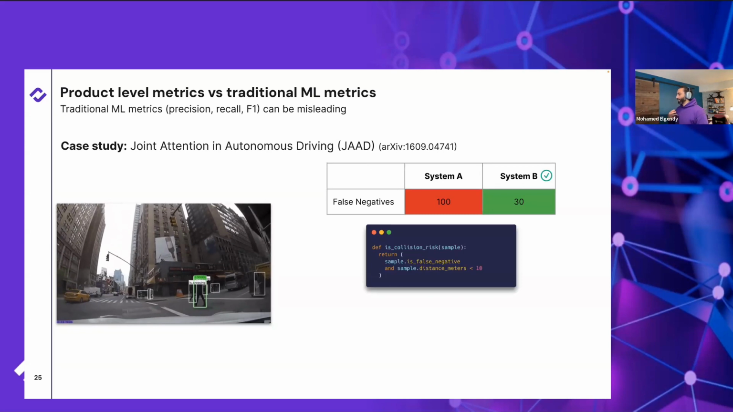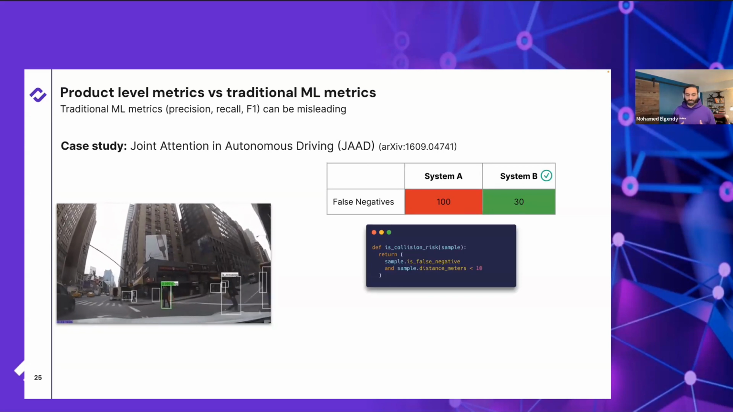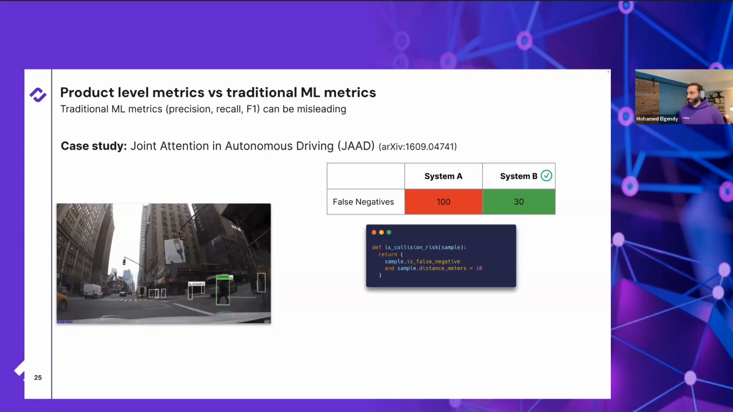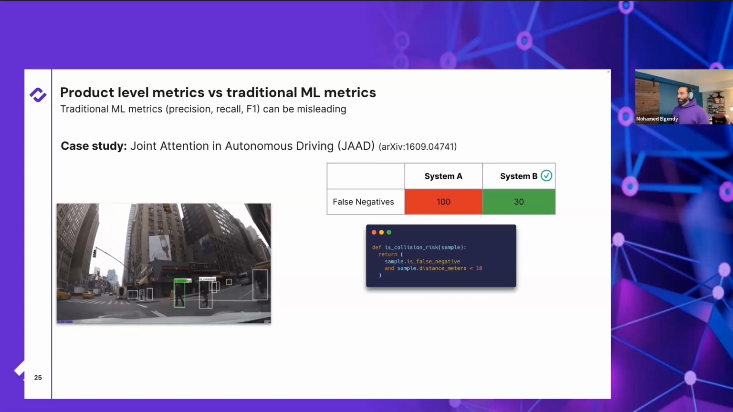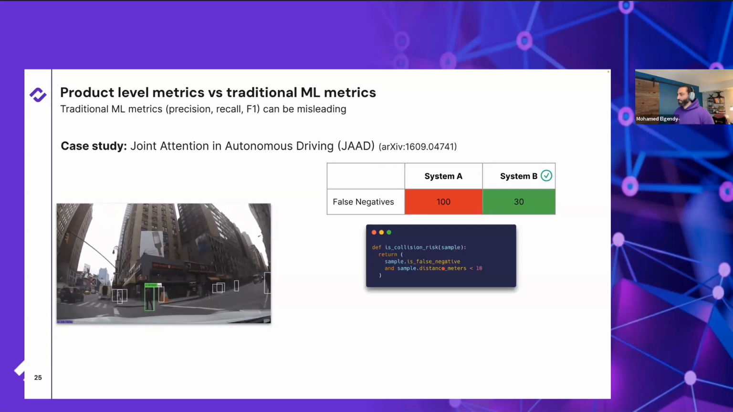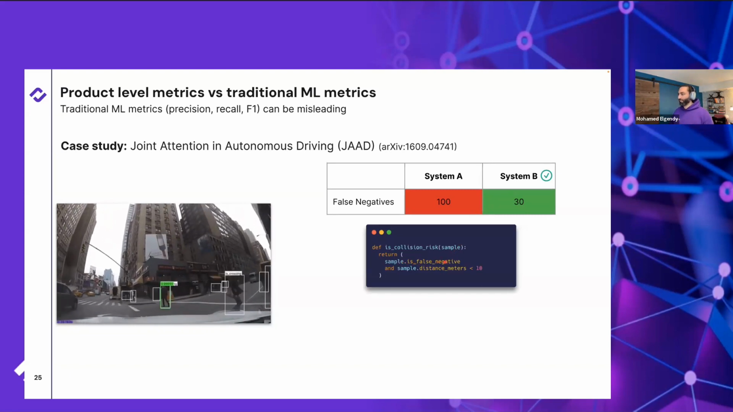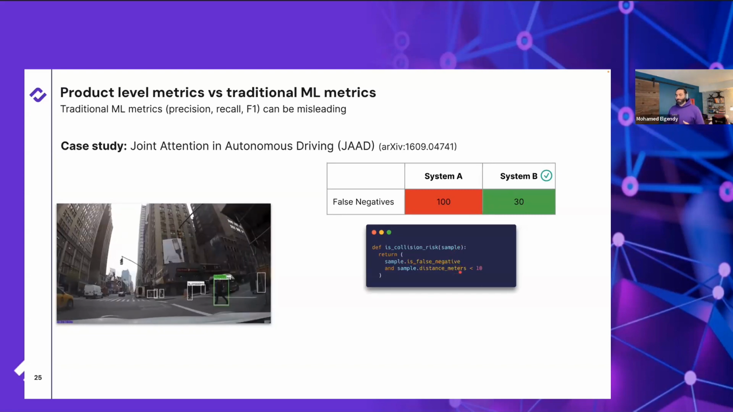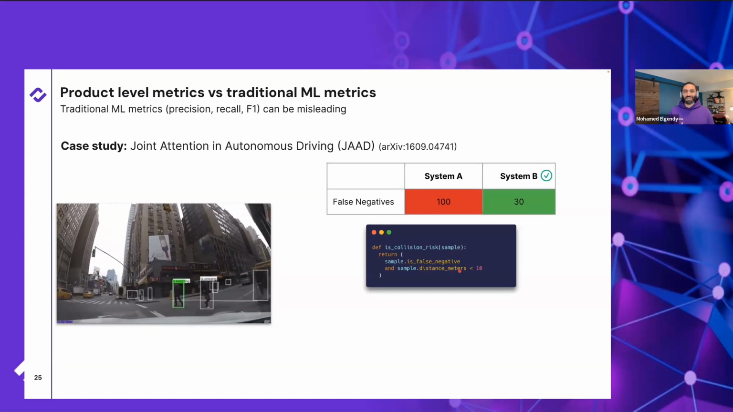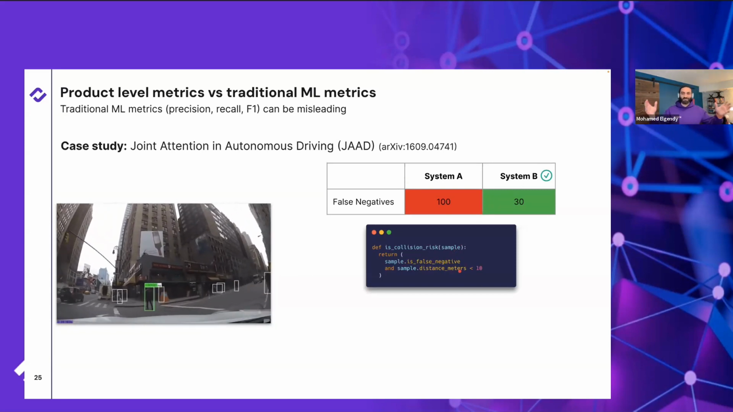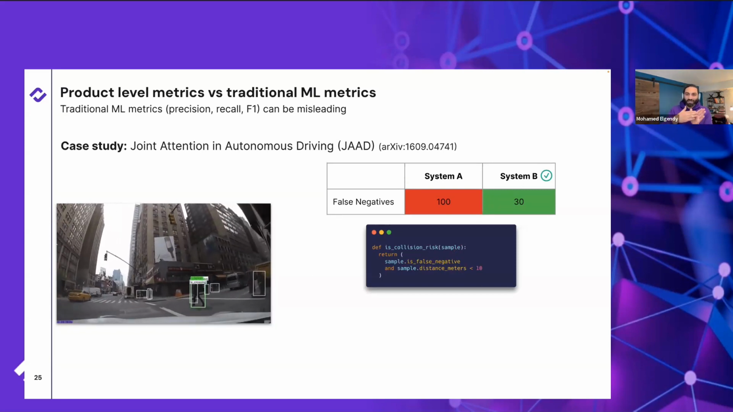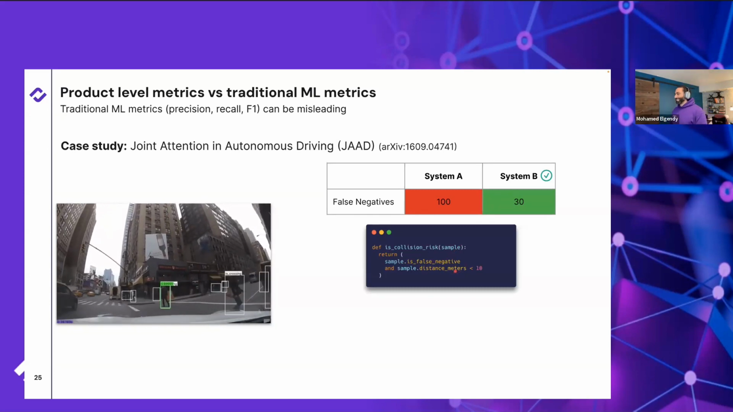But we can apply a custom metric that tests the product level goal, which is collision risk. A simple logic for a collision risk method can be: if the detected pedestrian is a false negative and the distance is less than 10 meters. So you're talking about collision risk: not everybody is at collision risk, it's everybody that has been missed within the 10 meters depth, just as an example.